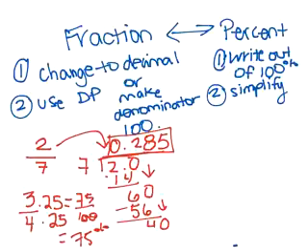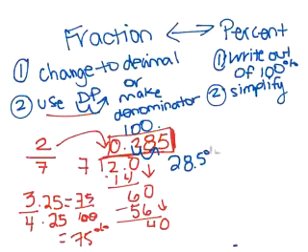Going back to this one, guys, we weren't actually done because we changed it to a decimal, but they wanted a percent. So now the last step is to use Dr. Pepper. So Dr. Pepper tells me to move it twice to go from decimal to percent, so I move it twice, and my final answer would be 28.5%.